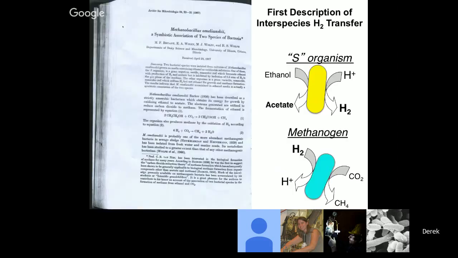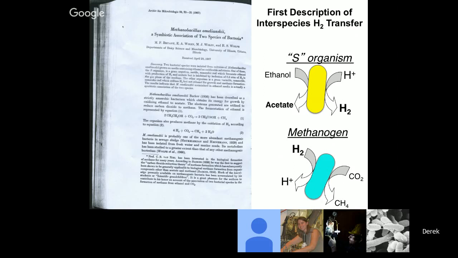So this is a process that's been termed interspecies hydrogen transfer. It's been known about for about 50 years. It was discovered at the University of Illinois by Bryant et al. And this was discovered in the study of what was initially thought to be a pure culture, but it turned out to, in fact, contain two microorganisms.